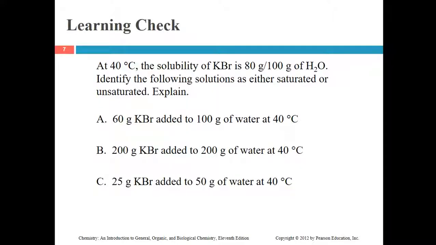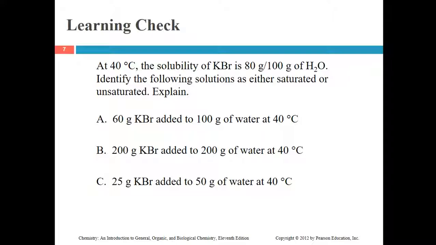So now then, let's put some math with this concept. At 40 degrees Celsius, the solubility of KBr, so that means the solubility of this solute, is 80 grams per 100 grams of water. So identify the following solutions as either saturated or unsaturated and explain. Press pause and come back.